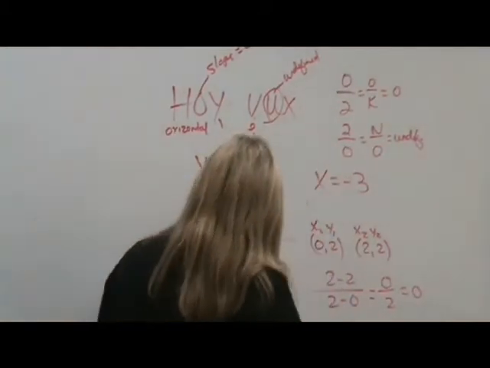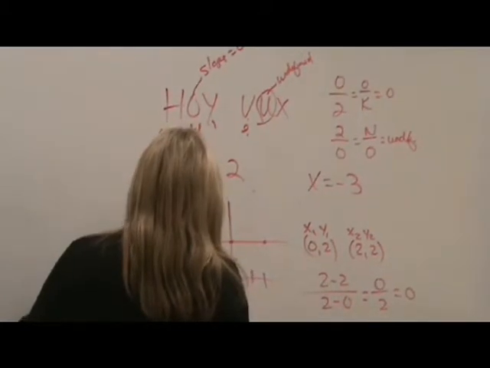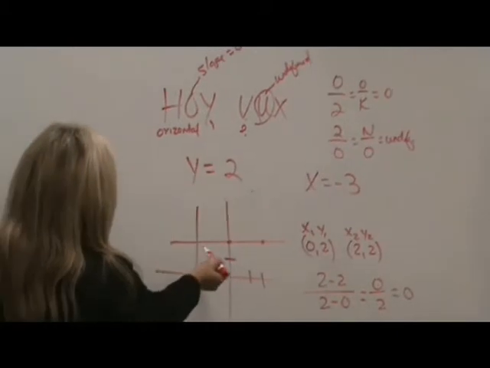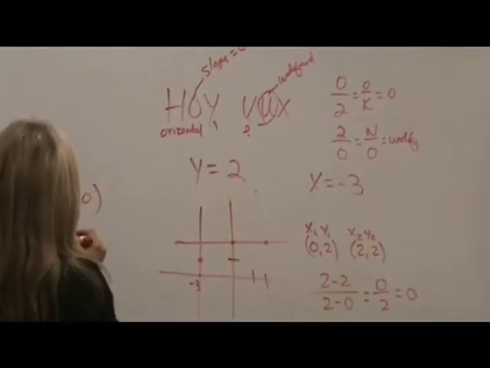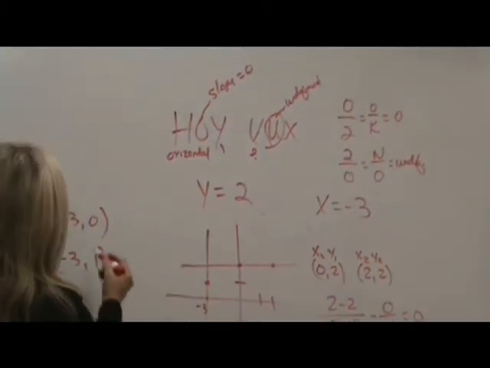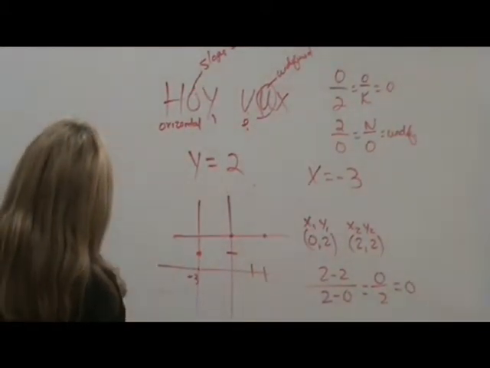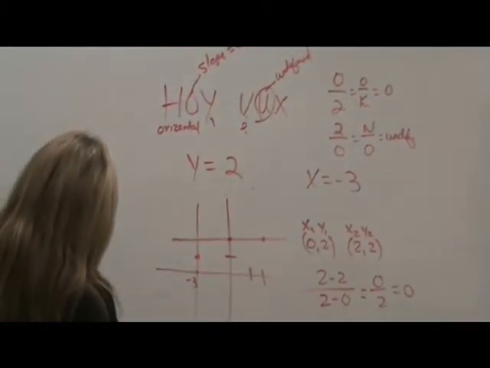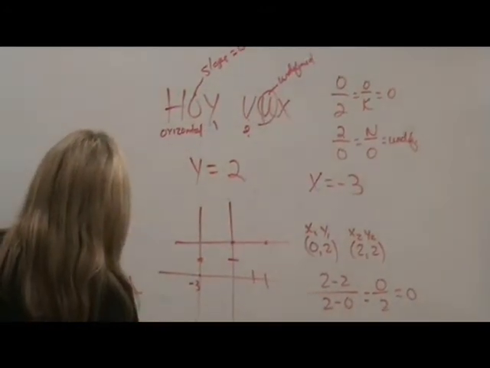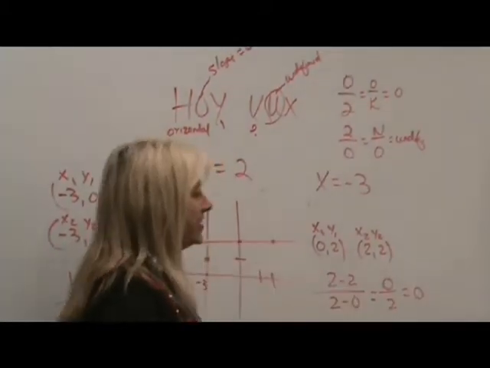So if we did the x, we had x equals -3. So that was going to be -3, 0, and let's pick another point, -3, 1, and we put that in the formula. I always have to write mine up here. I have 1 minus 0, and then -3 minus -3, which is going to give me 1 over 0. So that's why the x is undefined and the y is 0.